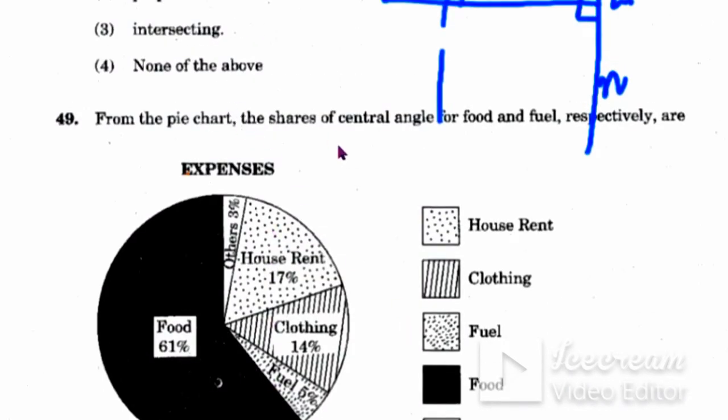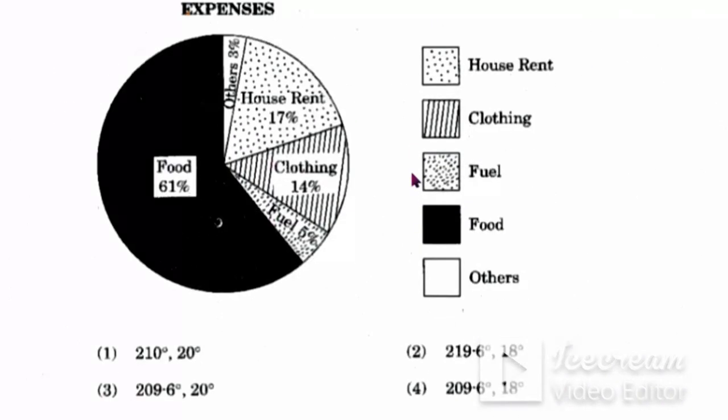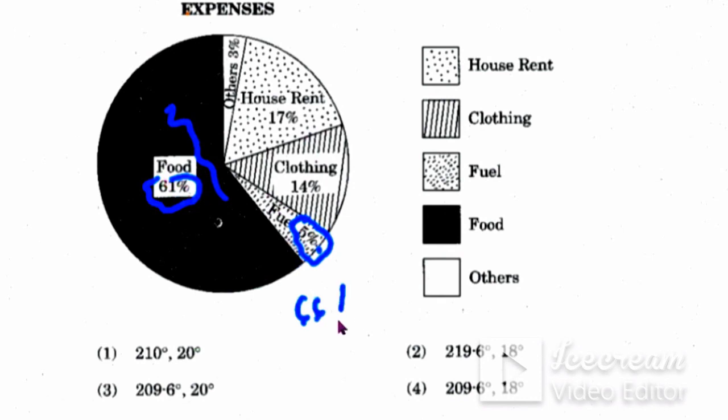From the pie chart, the shares of central angle for food and fuel respectively are. So food is this one, this black color, and fuel is this one, 5%. Okay, you can see here 5%, this is 61%. Okay, so both the shortcut for this question, everyone knows how to find this question, but the shortcut so that you can take less time to finish this question, just add it. 61 plus 5, it is 66%. Okay, 66% is what? 66% means two-third of this.